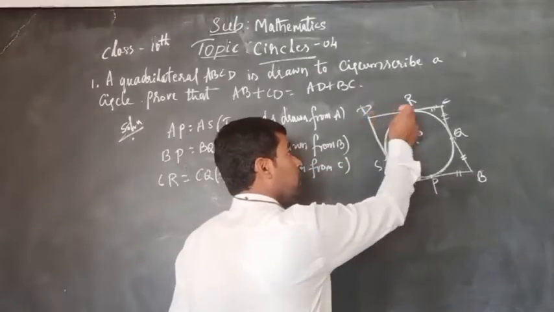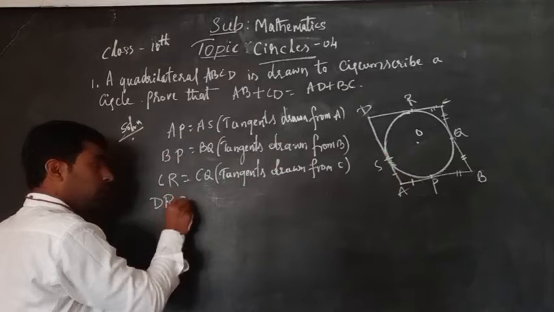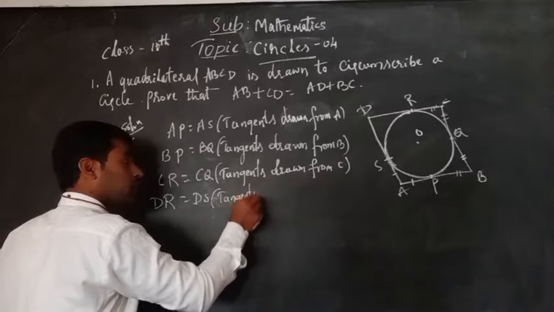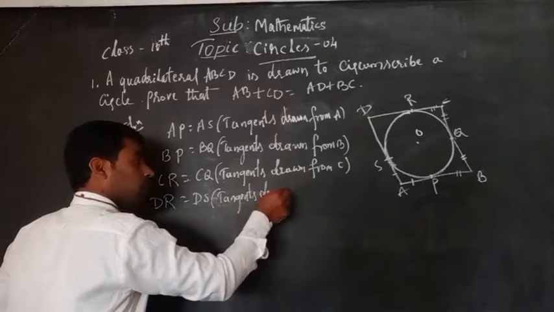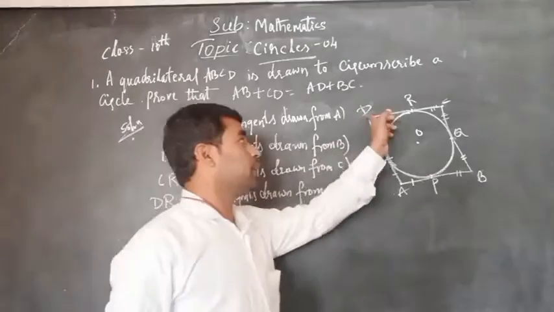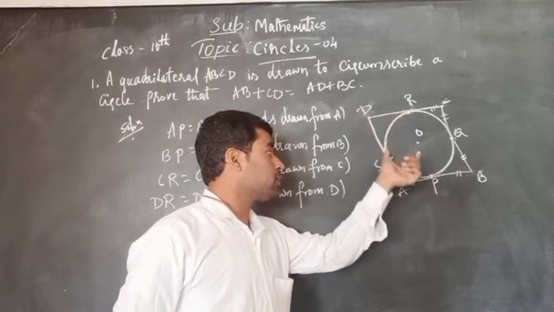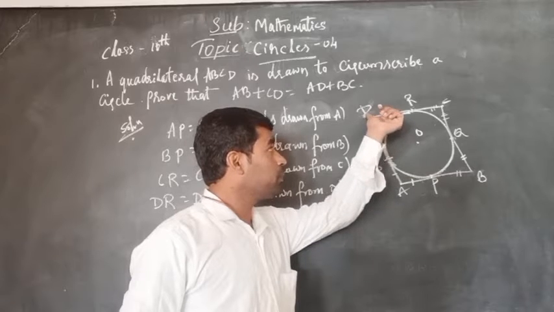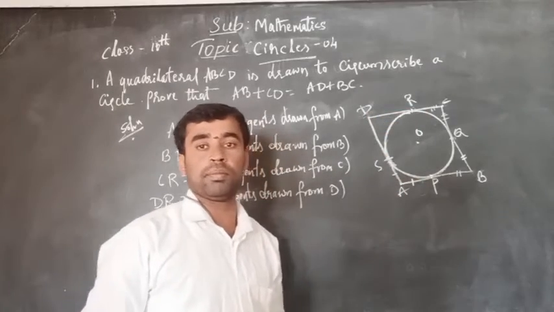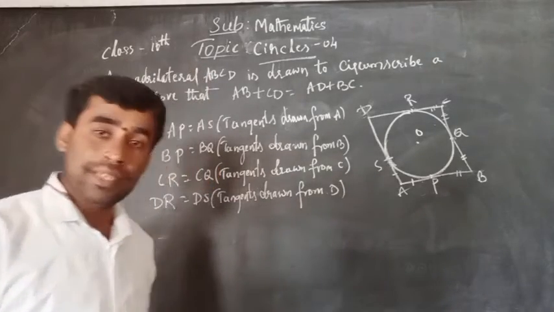Similarly, the length of DR is equal to DS. Reason: tangents drawn from D. DR is a tangent and DS is a tangent, the two tangents drawn from the external point D. Therefore, the length of DR is equal to DS by the theorem. The theorem says that the tangents drawn from an external point to a circle are equal.